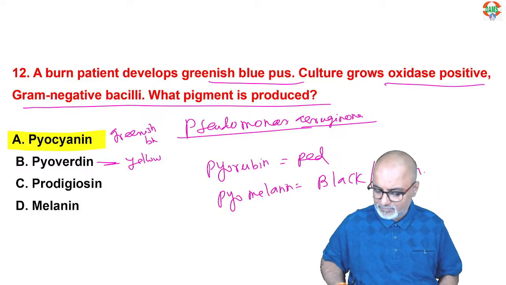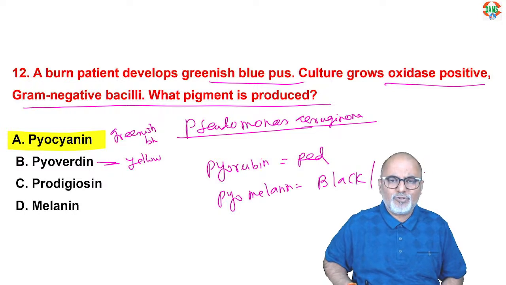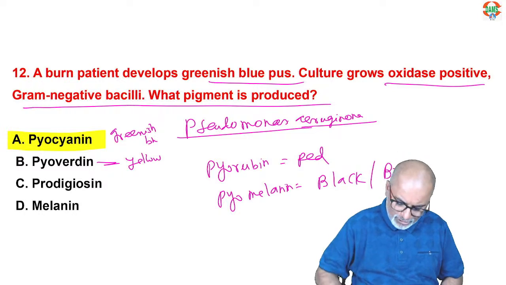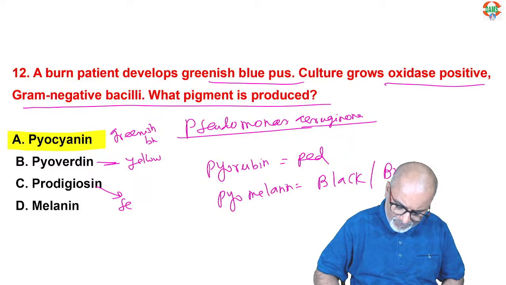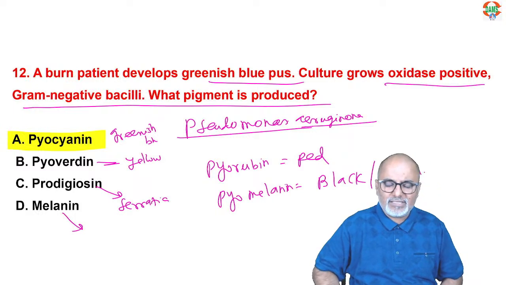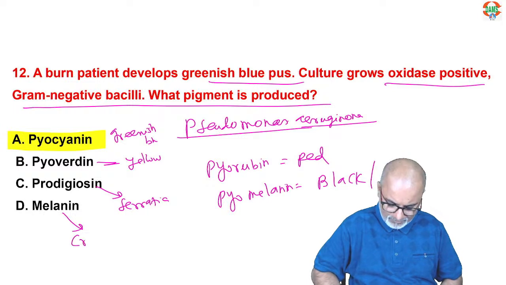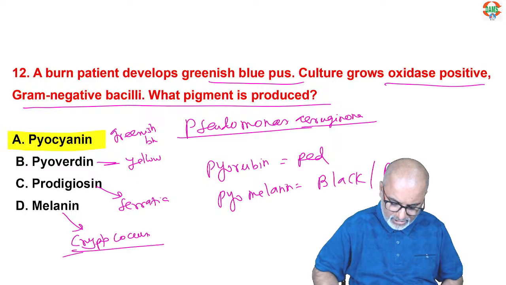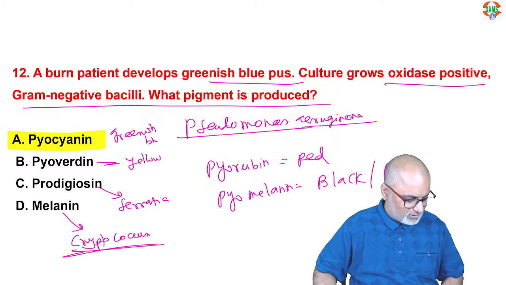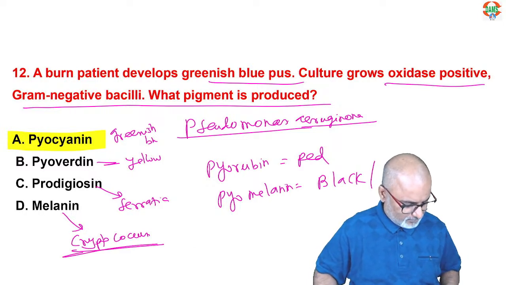Right. These are all the pigments produced by Pseudomonas. Prodigiosin is produced by Serratia, a red color pigment. Melanin is a virulence factor for Cryptococcus.